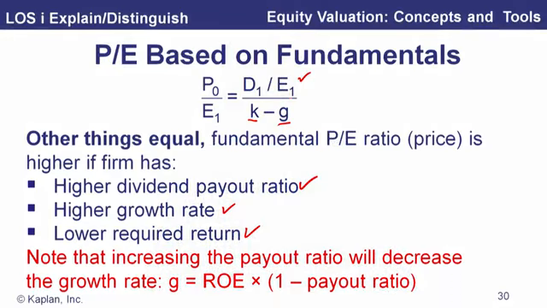And that's what this note at the bottom is getting at. Note that increasing the payout ratio will decrease the growth rate. And so we can't just go to a company and say, you know, all you have to do to raise your stock price and your PE ratio is to increase your dividends. Well, no. To the extent that's going to slow its growth, we don't know whether that's going to overall increase or decrease the value of these shares.